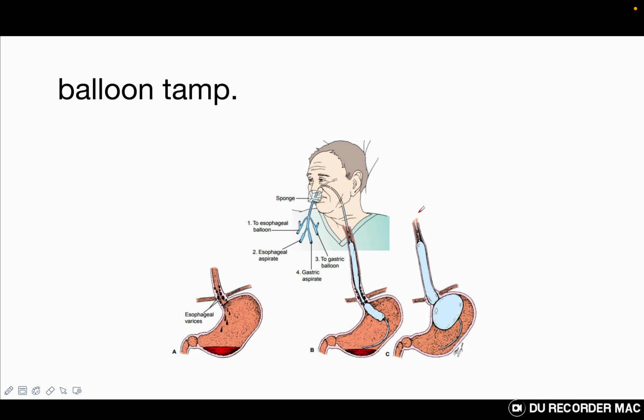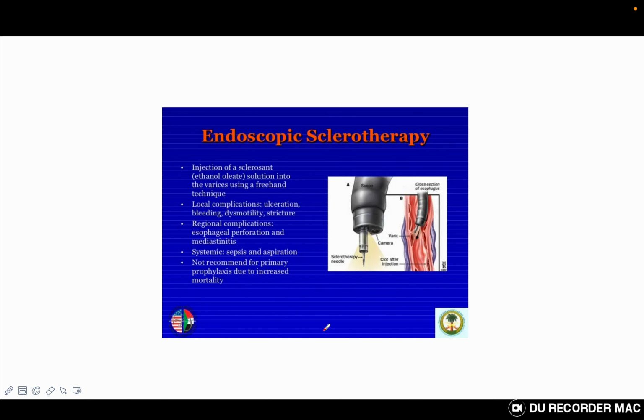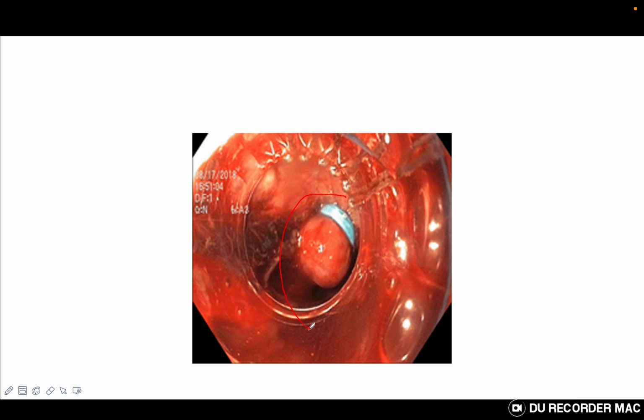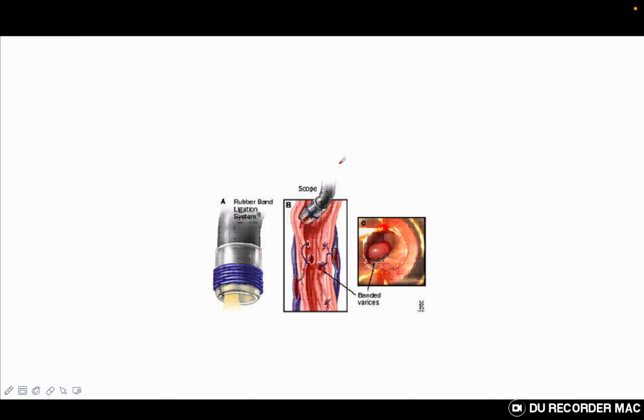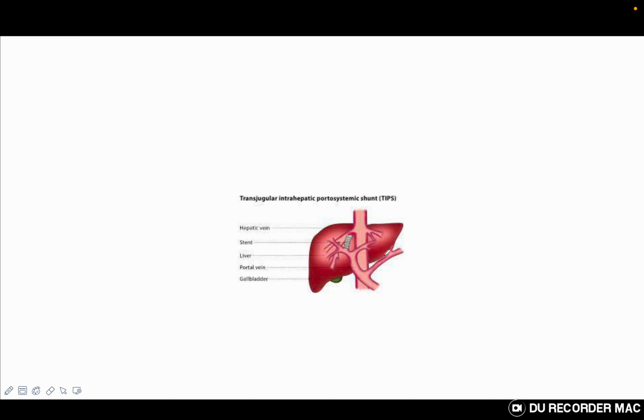One of the ways to treat them is just to stick a big balloon inside and inflate it as much as possible, which is going to block the bleeding from bleeding anymore. Another way is to inject ethanol into it, which will halt the bleeding and kill the vessels. The third way you saw in the video, which was the ligating. Yeah. So you put this scope. You have this band on it. You release the band over the varices, and that's it.